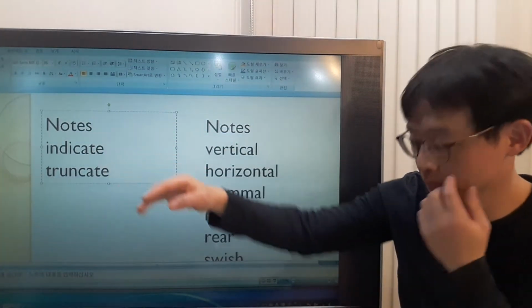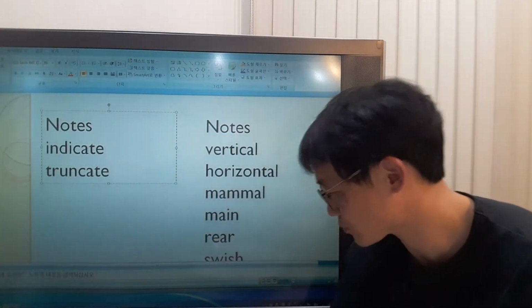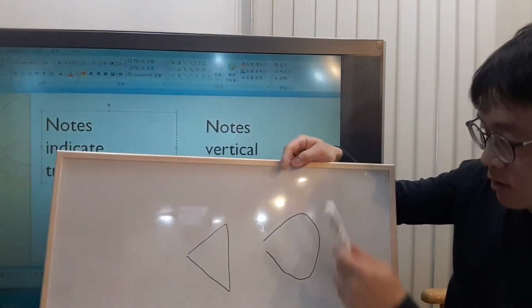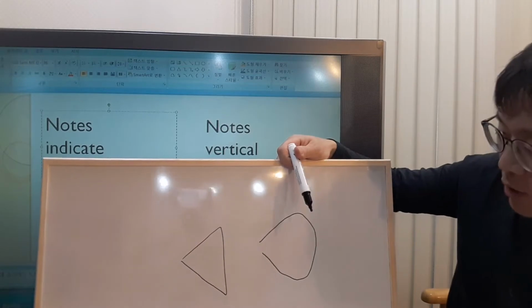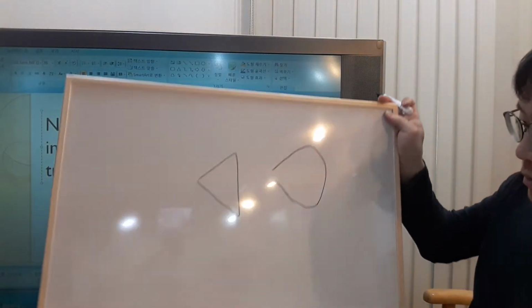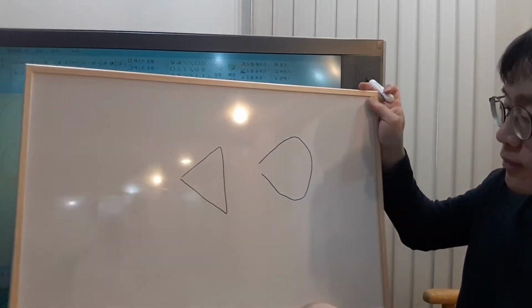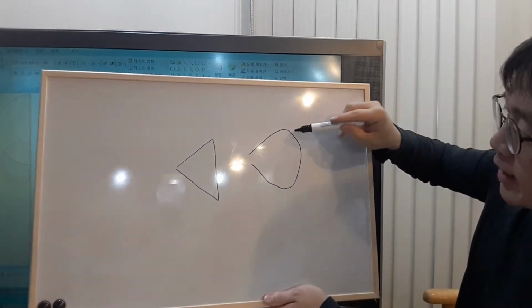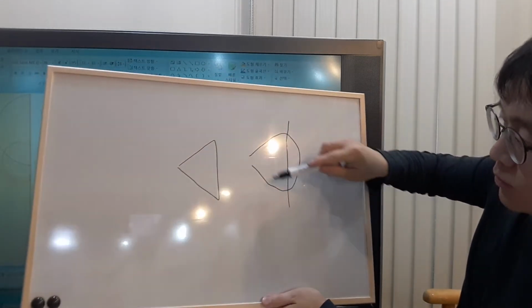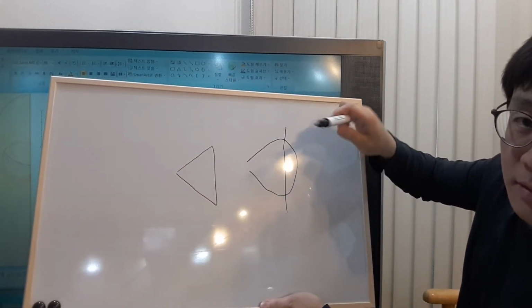Do you understand? So it will look like this. This is the round shaped, right? But the truncate will look like the end is cut off. So it looks more like this. Do you understand? Okay.